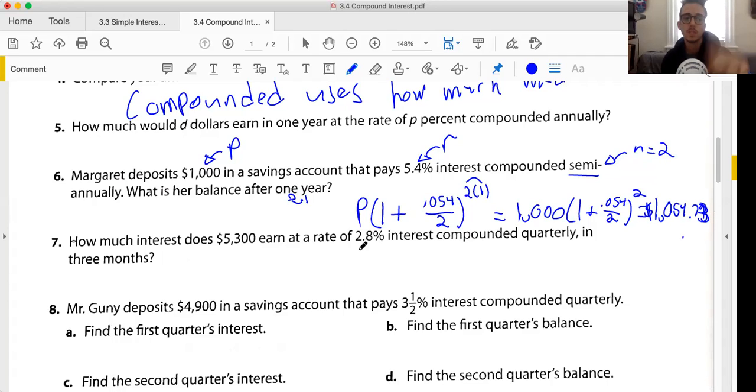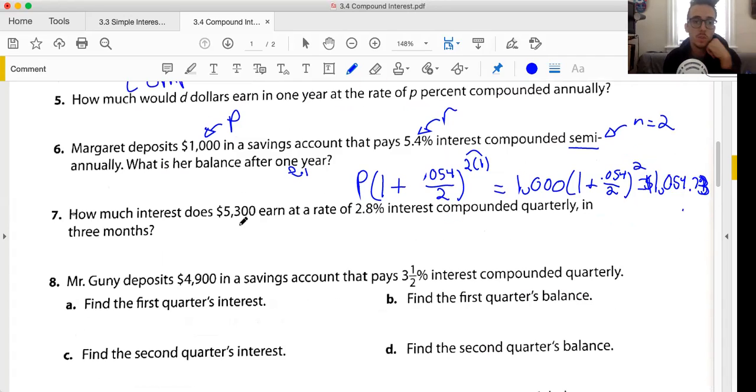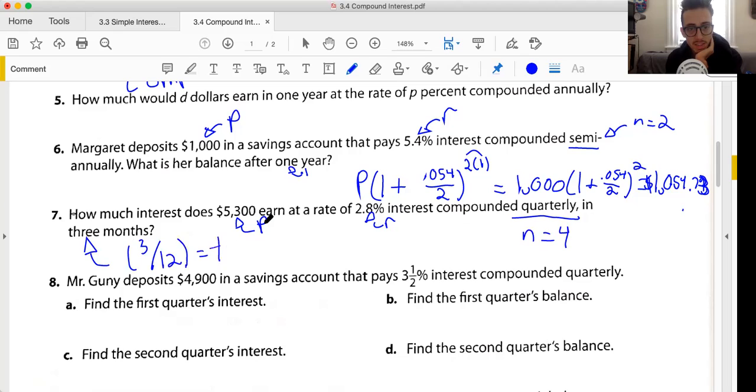Small change. This gives you the principal. This gives you the rate. If it's compounded quarterly, how many times do you think that's going to be compounded? Hopefully you're saying 4. And if it's over the span of 3 months, that's 3 months out of how many months total? Hopefully you're saying 12. So that's t.